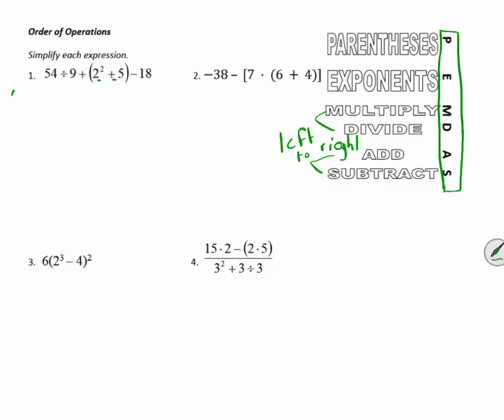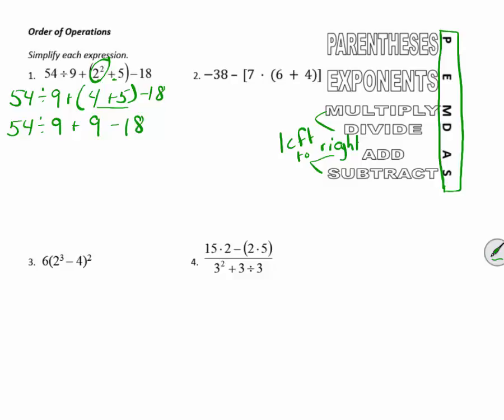So we're going to start. I'm going to copy over 54, divide by 9. So inside the parentheses, I have to do the 2 squared first. 2 squared is 4, plus 5 minus 18. Now I can finish off the parentheses, so this is the next step. So we're going to have 54 divided by 9 plus 9. And once you're finished with it, you can get rid of the parentheses, minus 18.